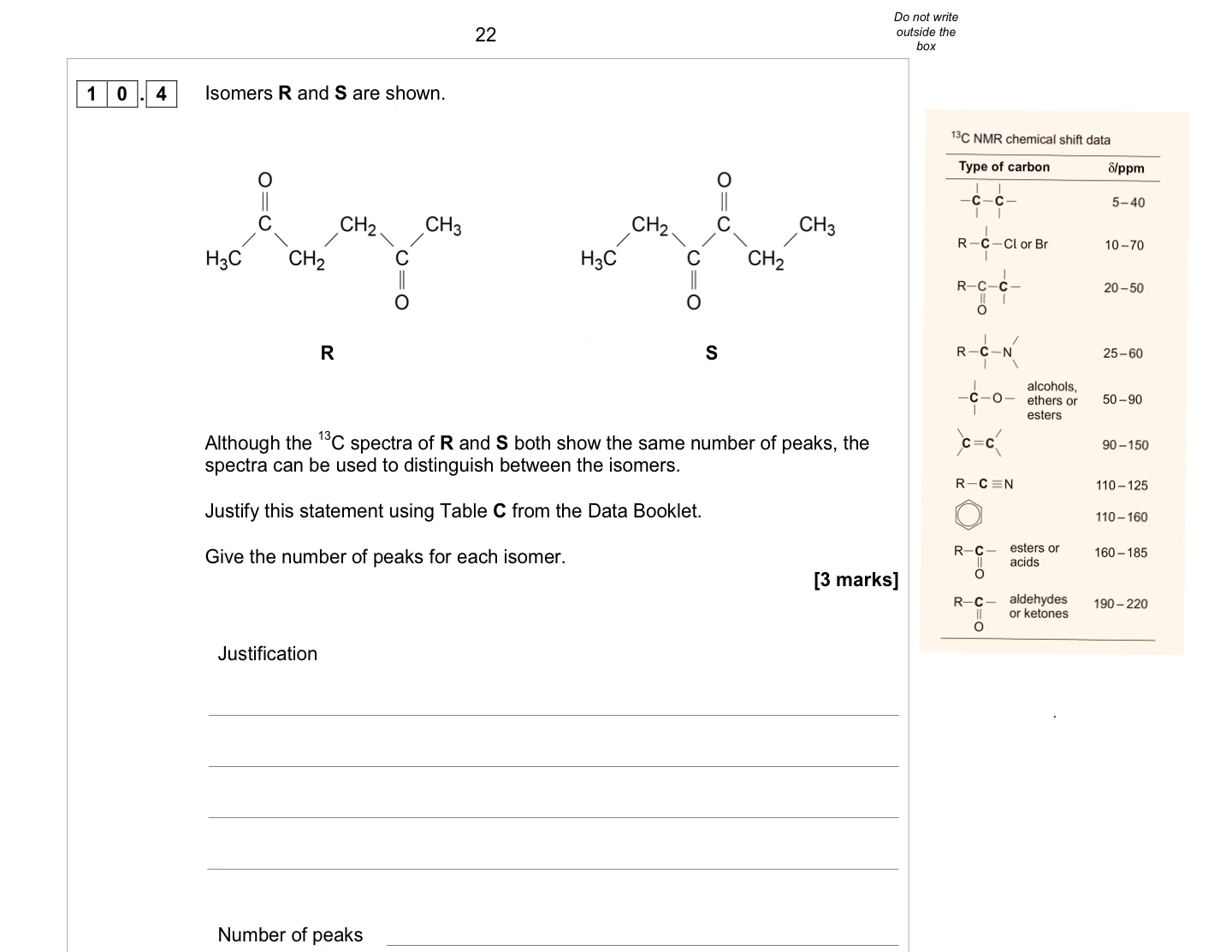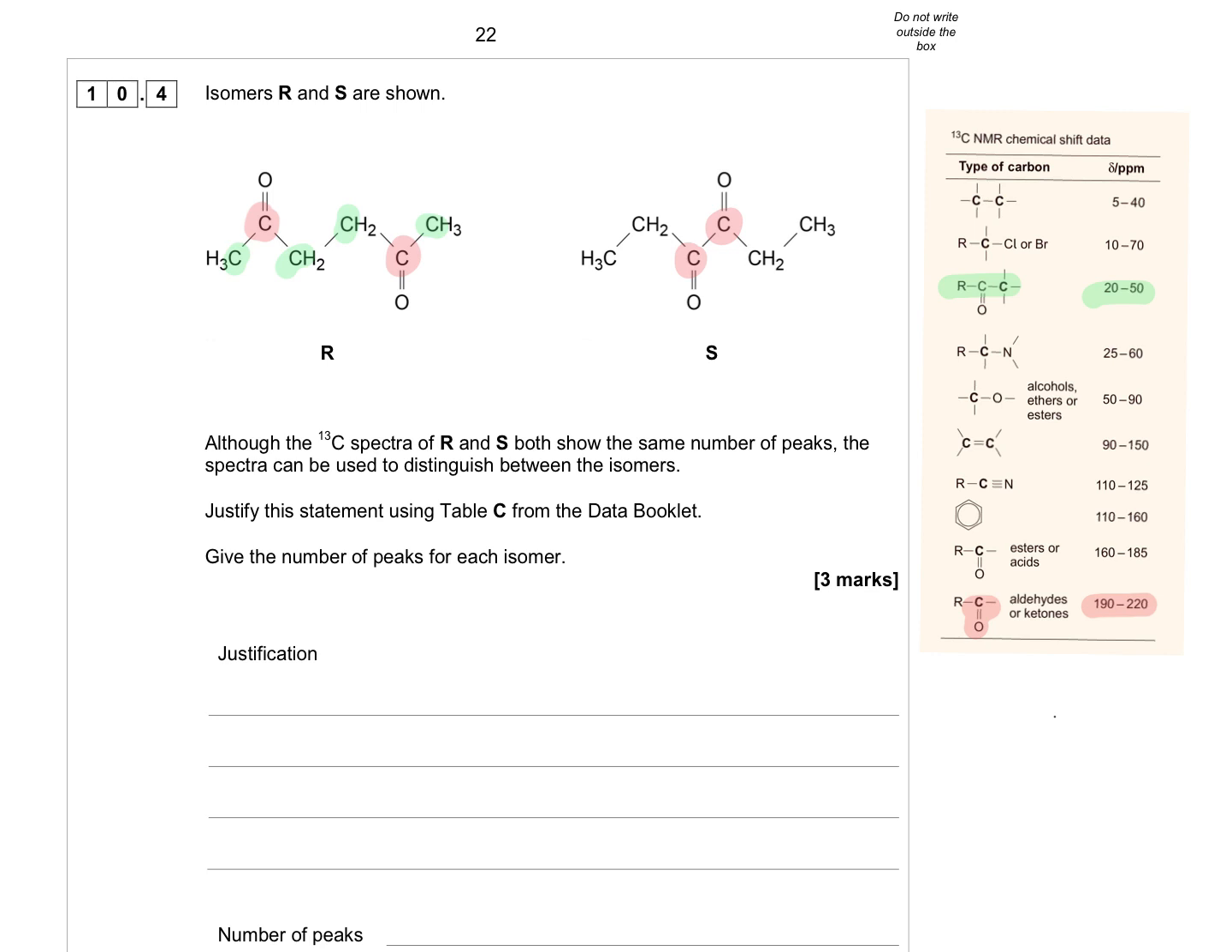Continuing with carbon 13, question 10.4 is asking you how you would tell the difference between R and S. I've copied the bit from the data sheet to the side here so you can see. So we can see that they would both have the carbons that have got the carbonyls on would be at 190 to 220. Okay, but if you then look, R has then got 4 carbons that would be at 20 to 50.